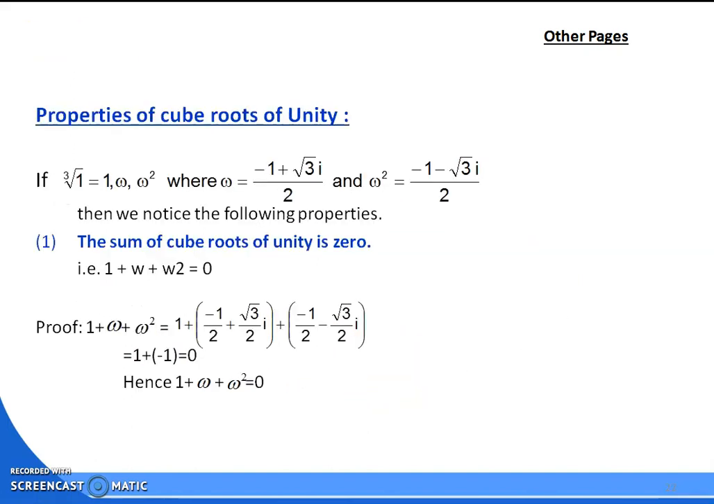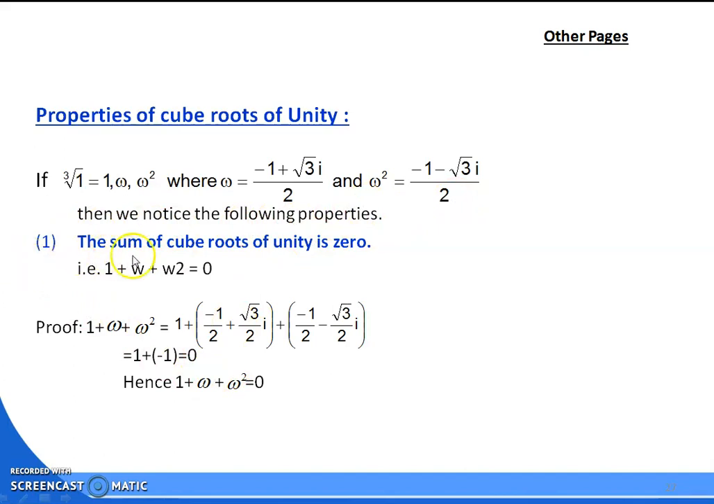Clear? Then come to some properties of cube roots of unity. So there are some properties. If cube root of 1 equals 1, omega, omega square, where omega equals (minus 1 plus root 3 i) by 2 and omega square equals (minus 1 minus root 3 i) by 2, then we notice the following properties.